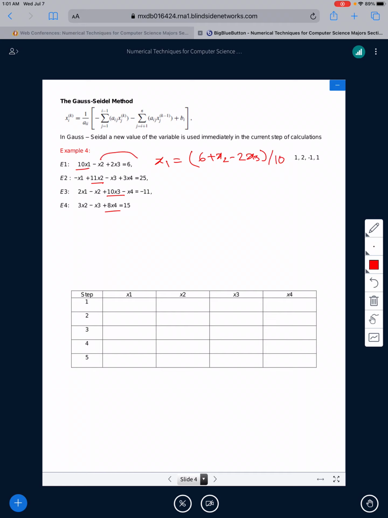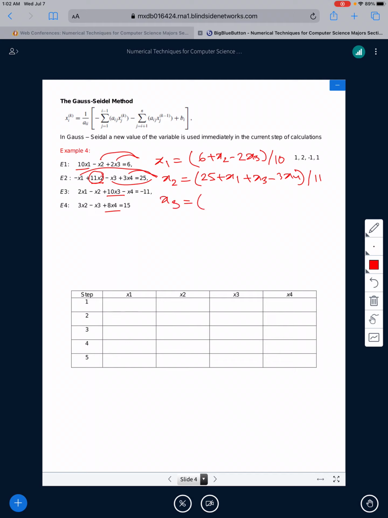So I will move these terms to the other side. That will give plus x2, 6 plus x2 minus 2x3, and then I will divide by 10 to make x1 free. Okay. Now when I am solving this equation for x2, I will do the same thing. I will move x1 and then x3 and x4 to the other side, and then divide both sides by 11. So that will give us x2 is equal to 25 plus x1 plus x3 minus 3x4, divided by 11.